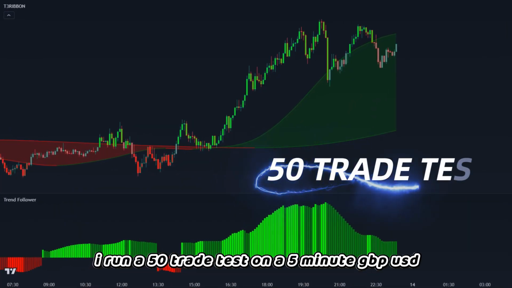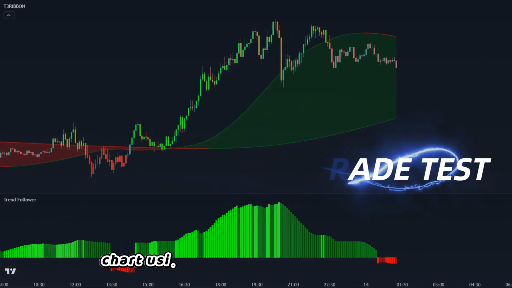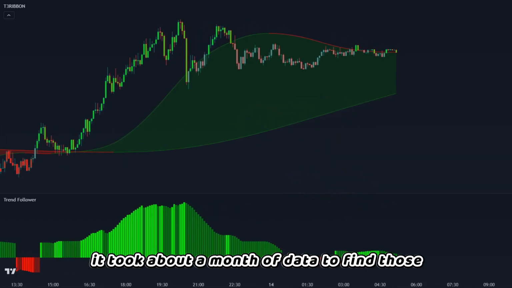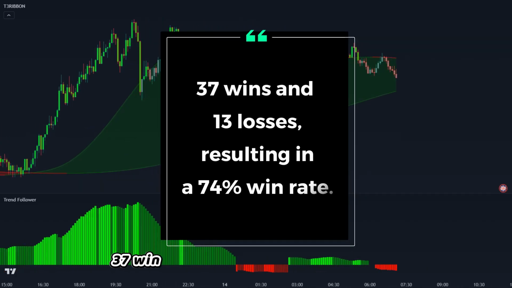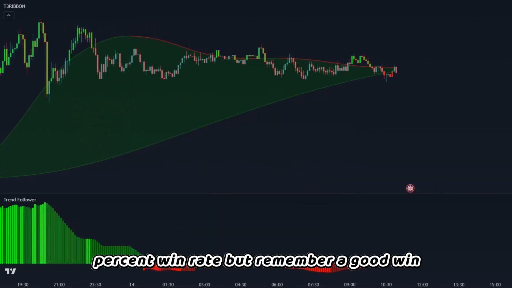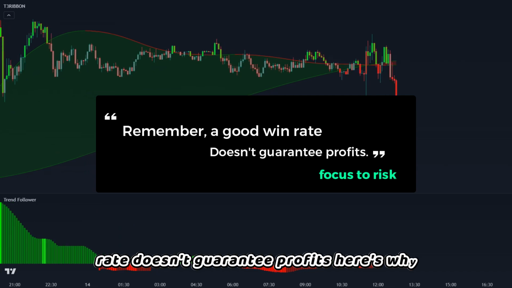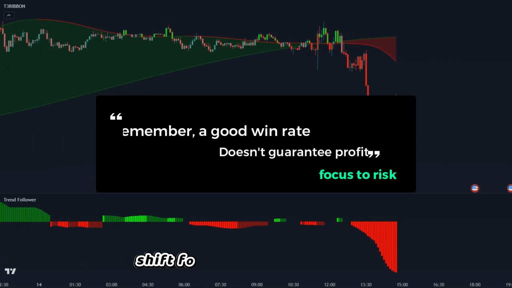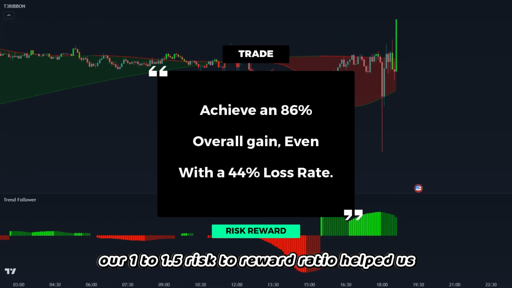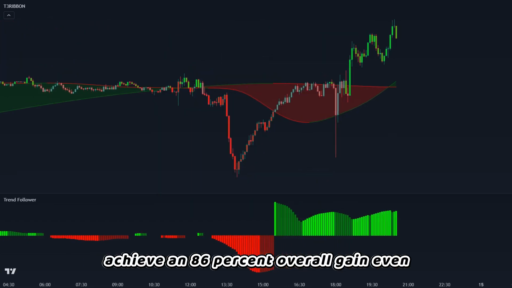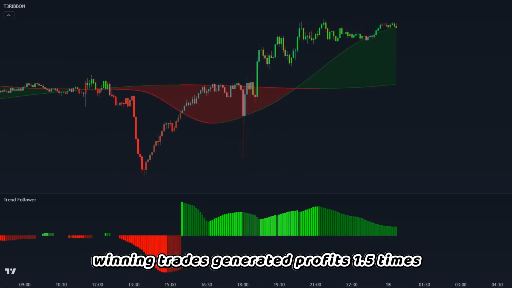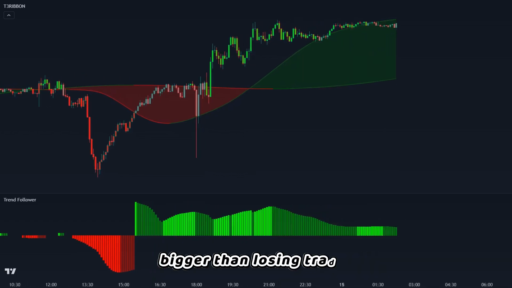I ran a 50 trade test on a 5-minute GBP USD chart using a 1 to 1.5 risk to reward ratio. It took about a month of data to find those 50 signals. 37 wins and 13 losses, resulting in a 74% win rate. But remember, a good win rate doesn't guarantee profits. Here's why: shift focus to risk management. Our 1 to 1.5 risk to reward ratio helped us achieve an 86% overall gain, even with a 44% loss rate. This is because winning trades generated profits 1.5 times bigger than losing trades.